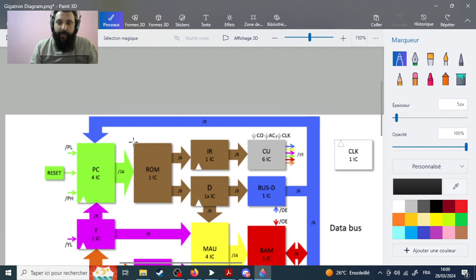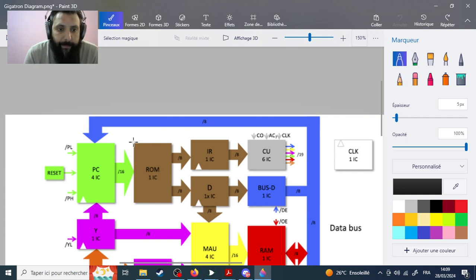I will try to correct sometimes. Actually, it increments each time. Yes, it contains the address and increments each time. It is incremented every time, except for the jump. It increments any time except the jump instructions. BCC, yes, BCC.